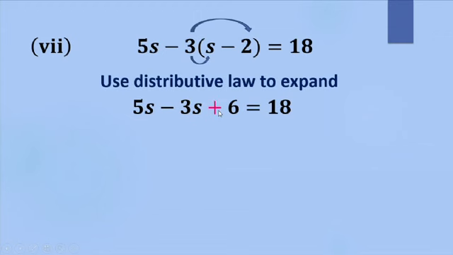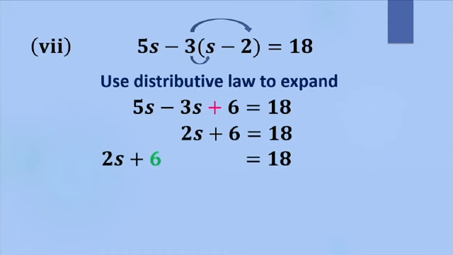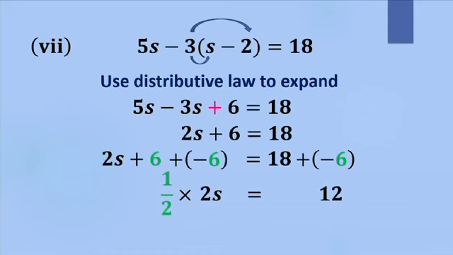So I have 5s minus 3s plus 6 equal to 18. So I simplify 5s minus 3s. This gives me 2s plus 6 equal to 18. Now I add the additive inverse of 6, which is minus 6, to both sides of my equation. So I get 2s equal to 12. And I multiply by half on both sides. So this gives me s equal to 6.